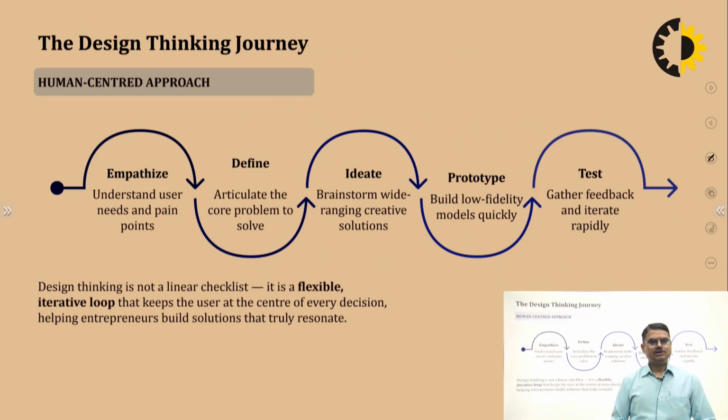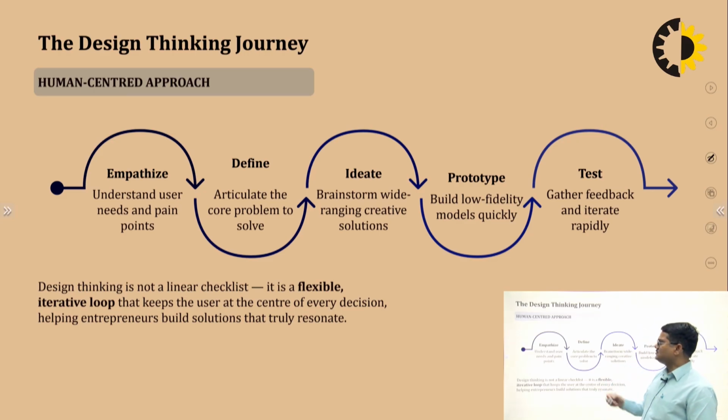Okay, further, how do we convert our creativity into a commercially viable or commercially successful product? This is a very unique way, and throughout the world this is a very popular way of doing innovation, and we call it design thinking.